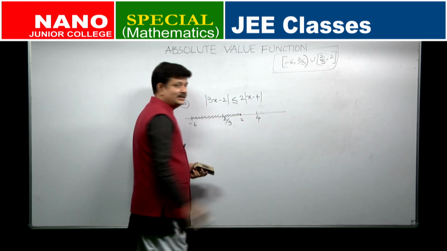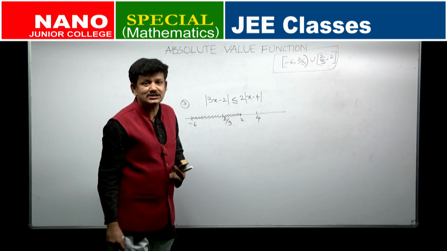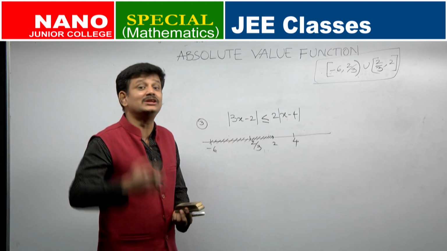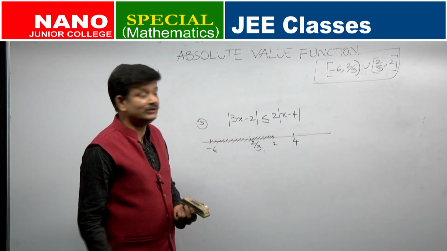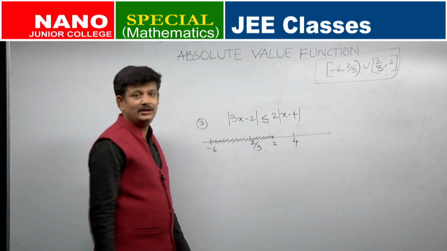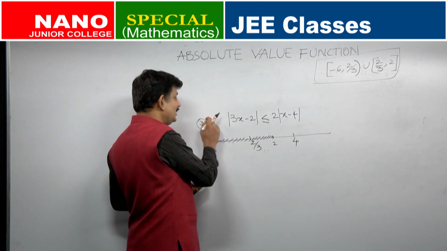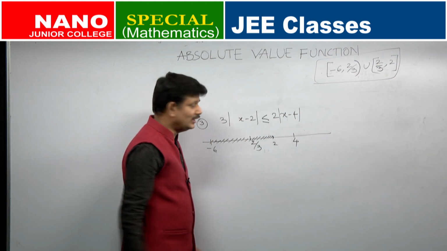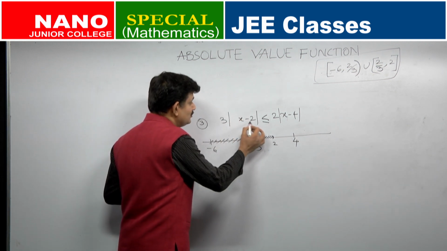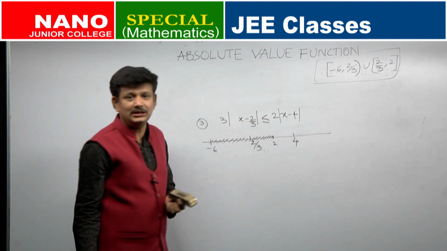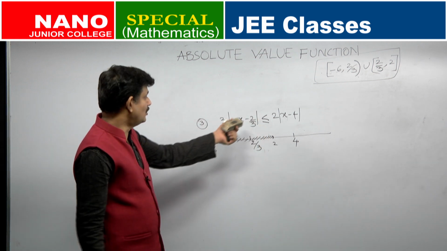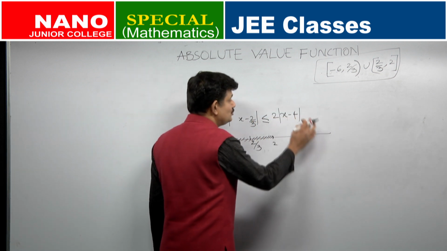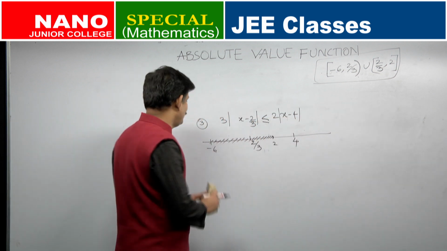This I can understand: mod x minus 4 is the distance from 4. But how do I understand mod 3x minus 2? It is the distance of 3x from 2, but that will not help you in finding any solution, right. So, I will take 3 common. What will I be left with? 3x will give me 3 out, and this will become 2 by 3: 3 into mod x minus 2 by 3. I want it to be less than or equal to 2 into modulus of x minus 4.